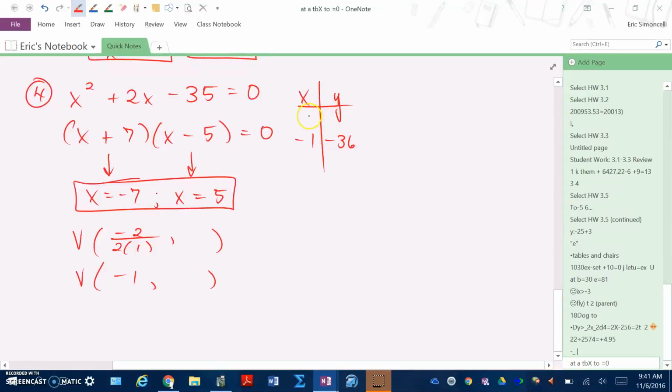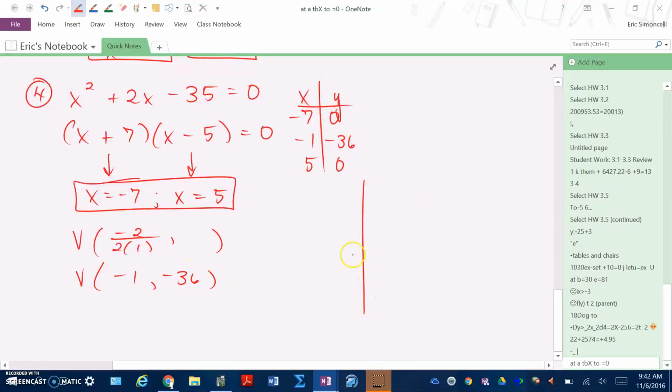Now I could pick a number just one less than negative 1 or a number just one more than negative 1. Because I've already done the factorization, I'm going to make this short and sweet. I'm going to pick negative 7, and I'm going to pick 5. I know that plugging in negative 7 will yield 0, and I know that plugging in 5 will also yield 0. So I'm actually ready to graph. I'll fill this in as negative 36.